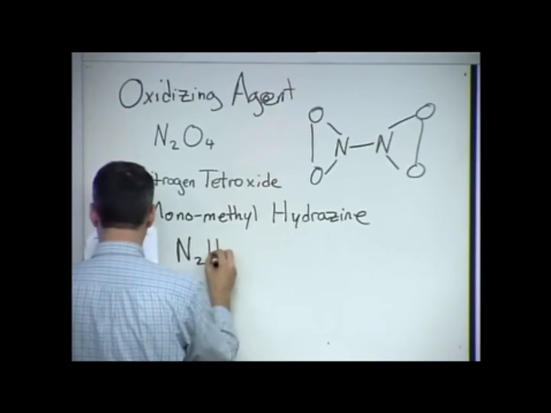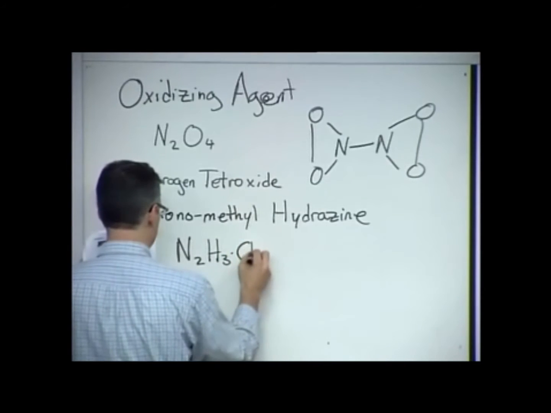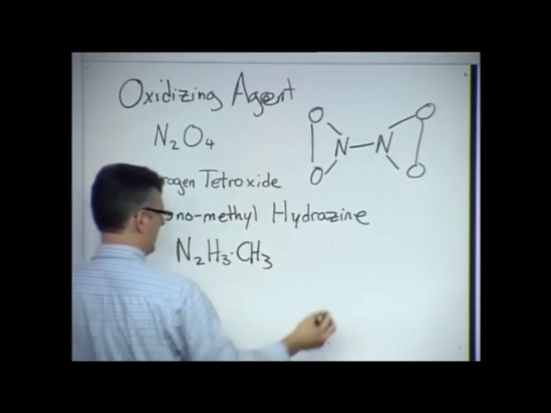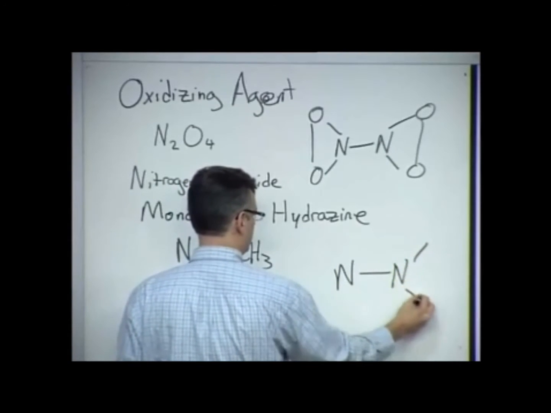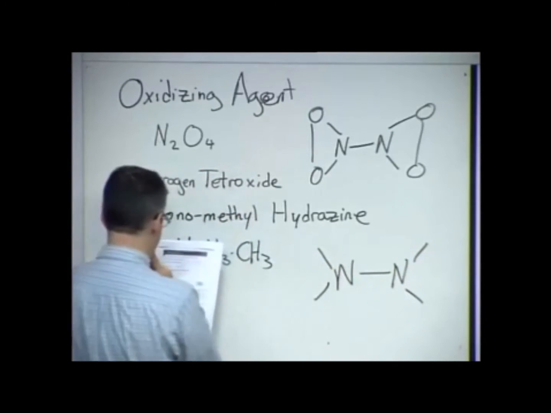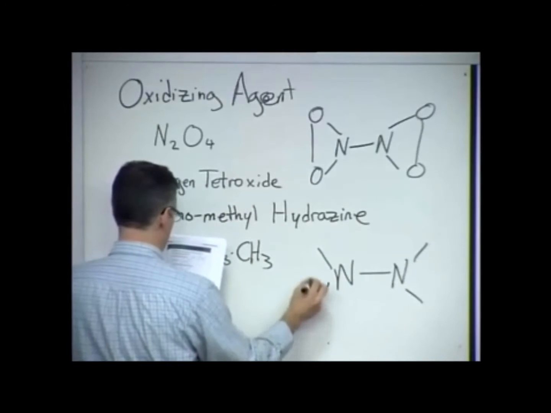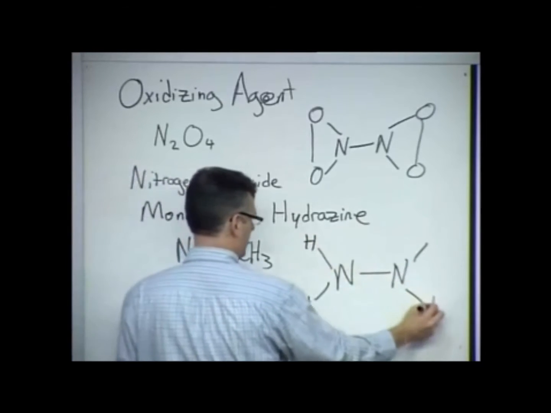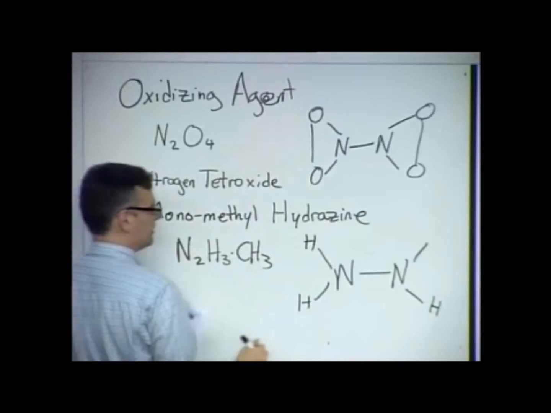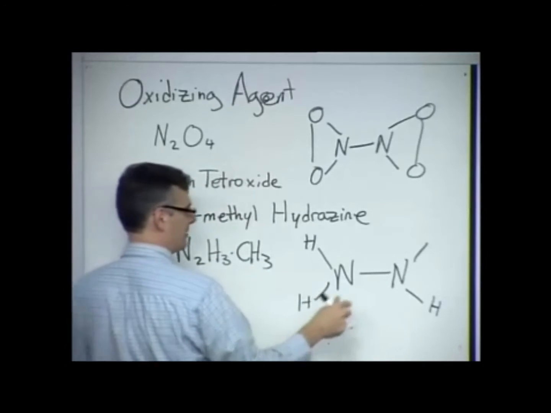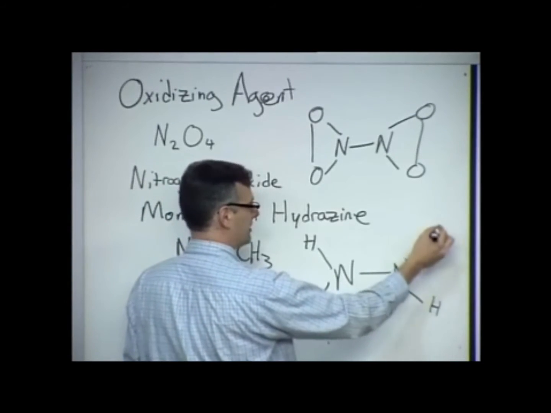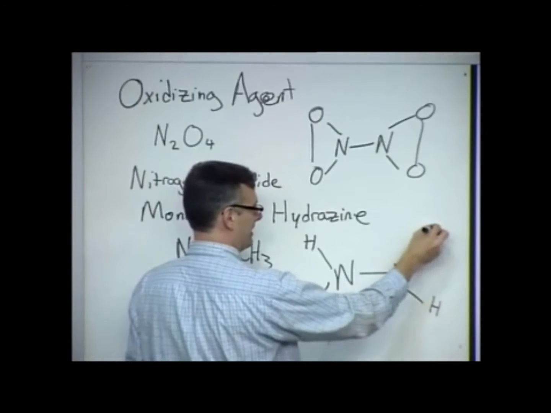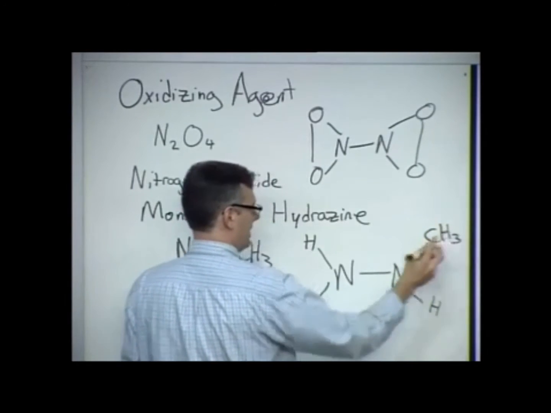N2H3CH3. And if we draw this out, nitrogen, 3 hands. And I'm going to put H's over here. Monomethyl, which means there's a methyl group. CH3 is a methyl group. CH3 by itself is methane. CH4 is methane. You take the H off and you make it bond with something, and you get a methyl group.